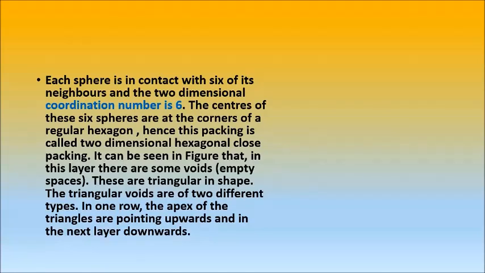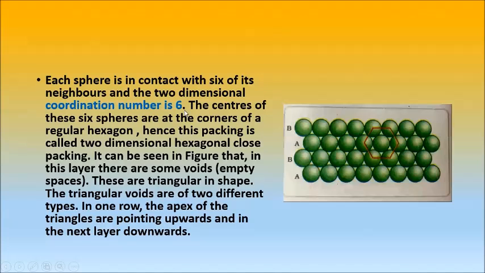Now each sphere is in contact with 6 of its neighbors, and the two-dimensional coordination number will be 6. The diagram is here. We can see one sphere. If you take it, how many spheres are attached to this single sphere? 1, 2, 3, 4, 5 and 6. And when you join the dots, you can see a hexagonal shape. Because of that hexagonal shape, the close packing is named hexagonal close packing in 2 dimensions.